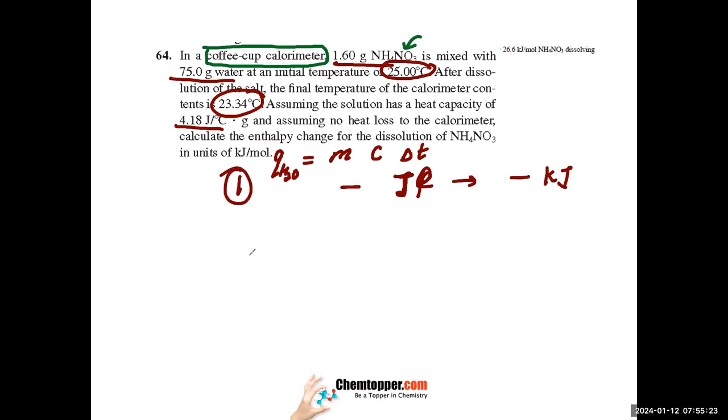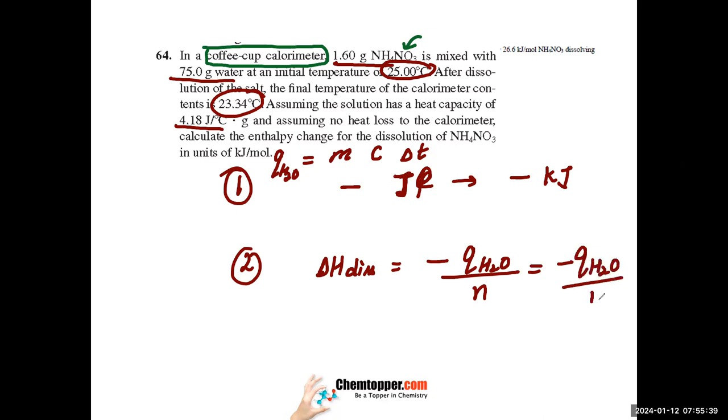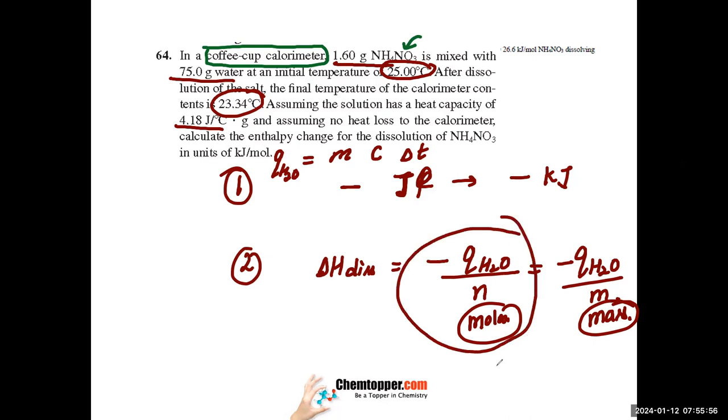This is the first step. Second step, calculate delta H of dissolution. Delta H of dissolution is minus Q of the water over n, or minus Q of the water over m. n is moles. m is mass. Is it okay, children? We're understanding this. Here, in this case, units will be joules per mole. In this case, units will be joules per gram. So you should be able to use both the equations. Are we clear?